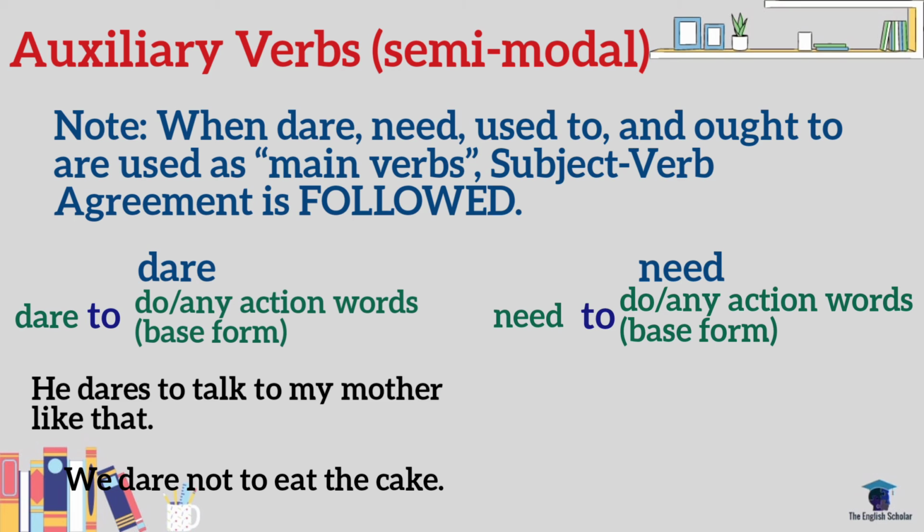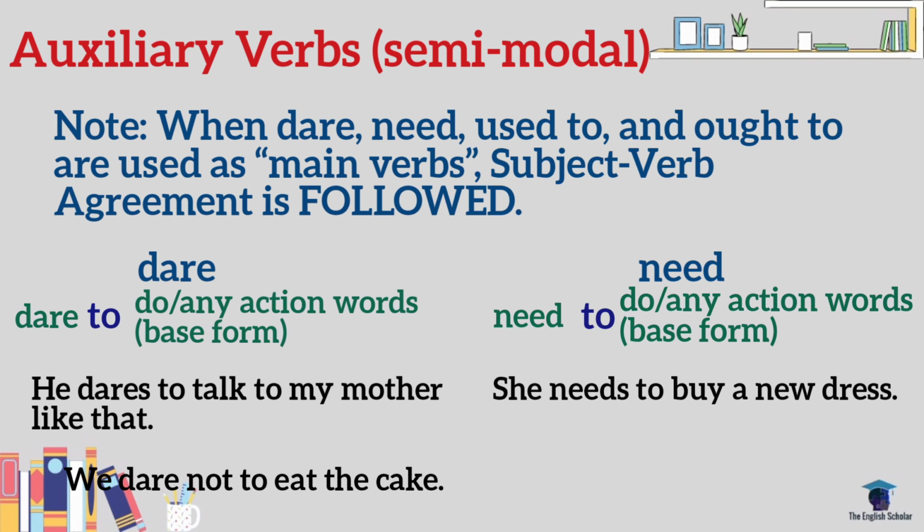If our subject is singular, we put an s after it to make it singular, and we do not put an s to make it plural. So if our subject is singular, need should also be singular, so it should be needs, then to, and then the other action verb in its original form.